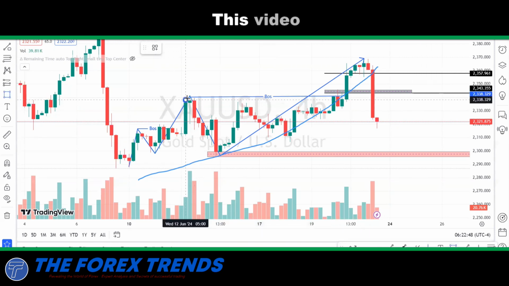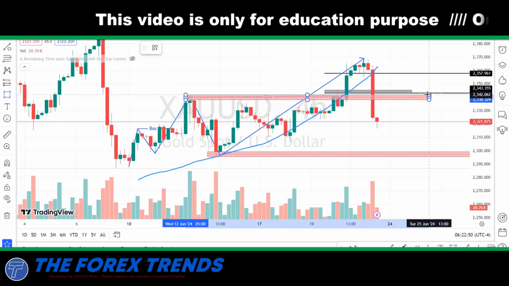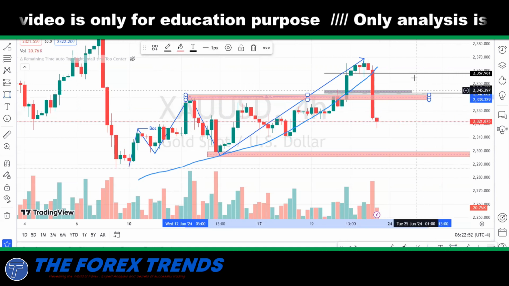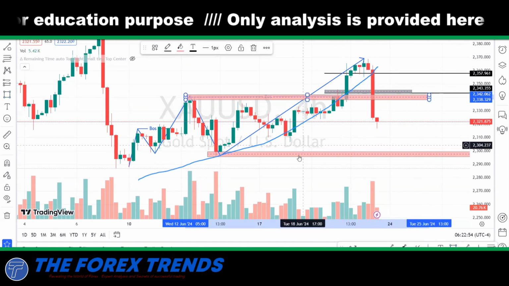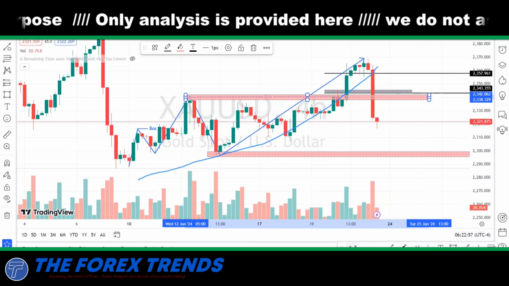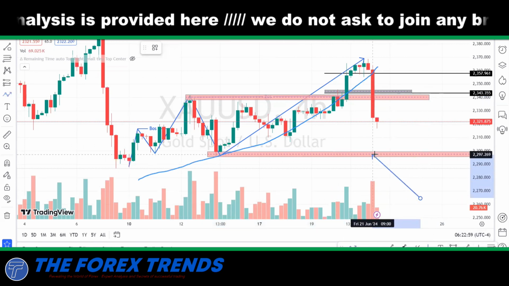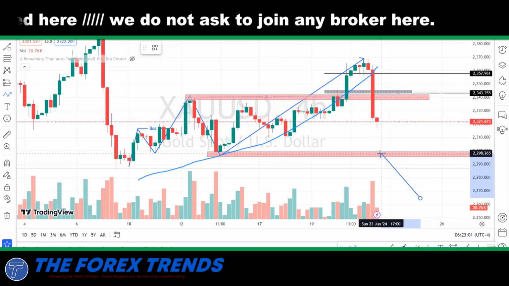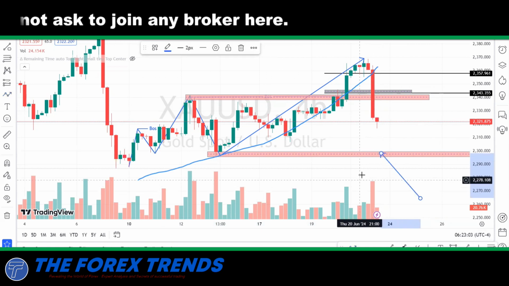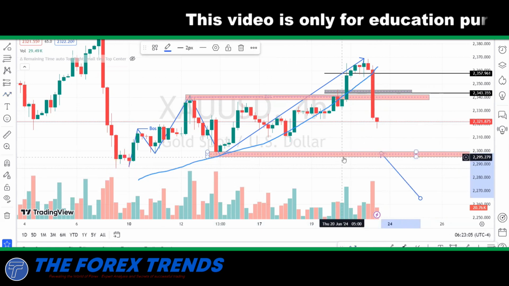This was our first trend joining level, but the market did not respect this trend joining level and broke it down. Now our second buying level is here. This is our 4-hour structural support, and the price is 2296 to 2300.